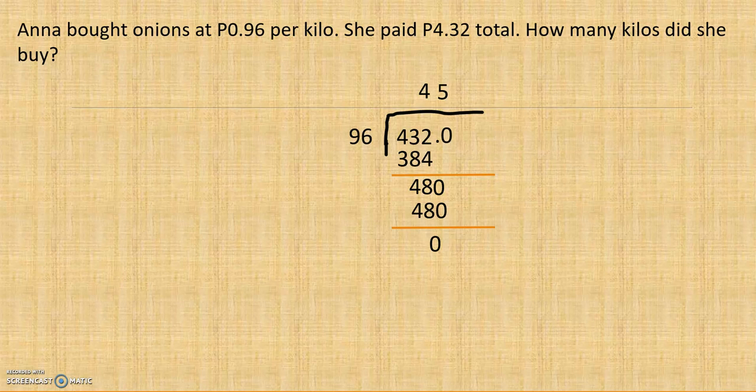Now let's count how many decimal places we have in our dividend. Since it is only 1, we will put our decimal point 1 place to the left. So our answer is 4.5.